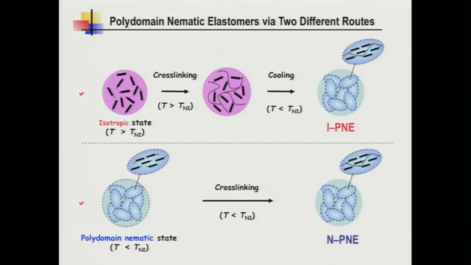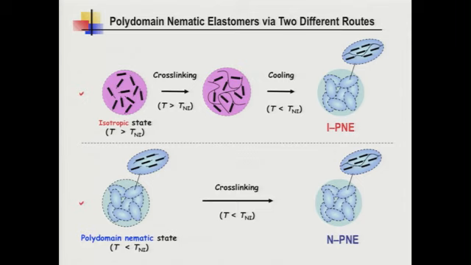Okay, so for the preparation of the polydomain nematic elastomers, we notice that we have two different routes. So one is the cross-linking in the high temperature isotropic state. And so you have the elastomers, but this material has a phase transition temperature. So if you cool the sample to the temperatures below the phase transition temperature, you obtain the polydomain nematic elastomer. We call this isotropic genesis polydomain nematic elastomers. The other one is directly obtained by the cross-linking in the low temperature polydomain nematic state. So we call this nematic genesis one.